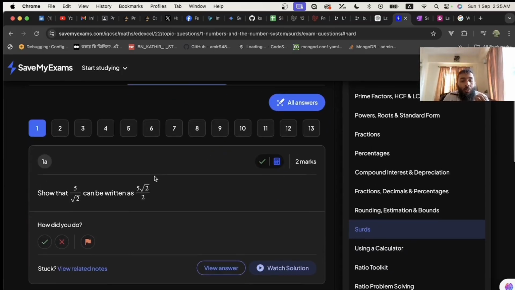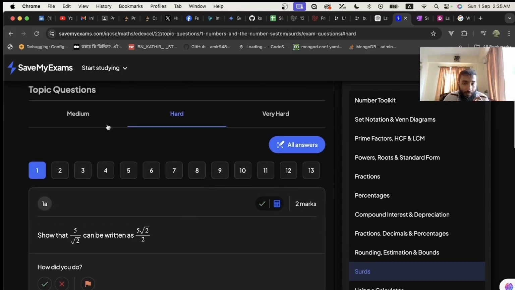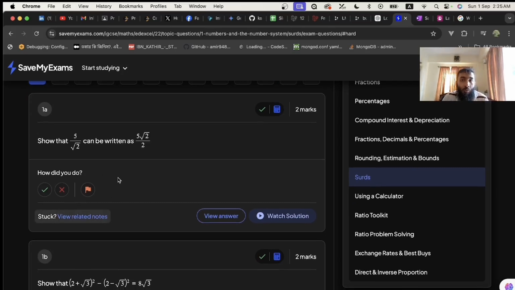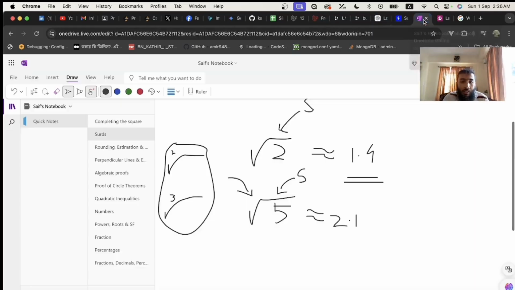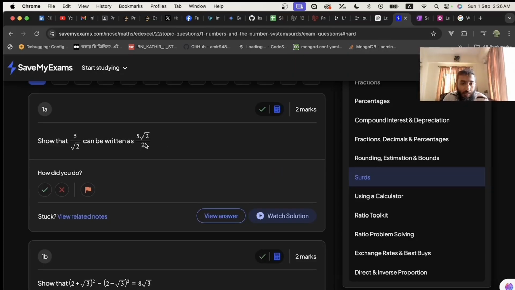So if I look at the first problem of these exercises, which has 3 categories, medium, hard and very hard, I'll focus on the hard part, the middle one. So let's focus on problem 1, which has 2 parts, 1a and 1b. So what does it say? 1a says show that 5 by root 2 can be written as 5 root 2 by 2. So you have to show that this expression can be written as this expression. If I use my notepad, 5 by root 2, this can be written as 5 root 2 by 2.